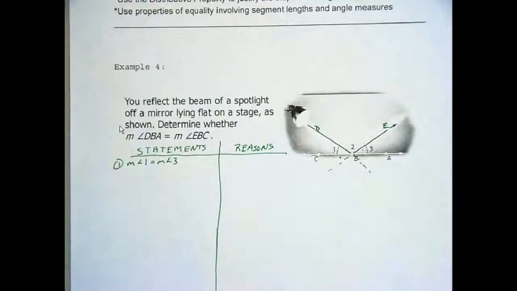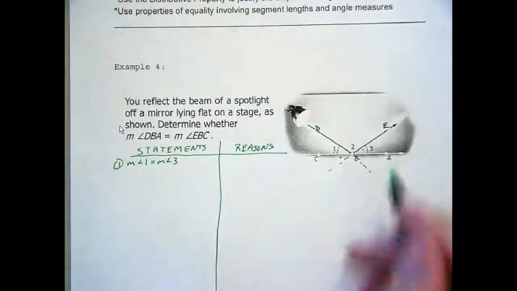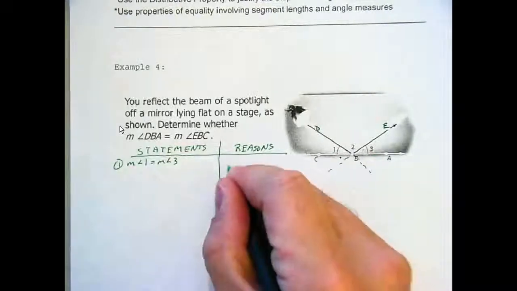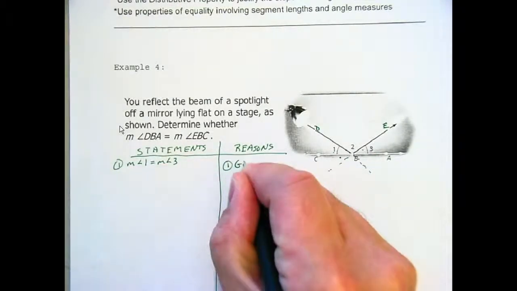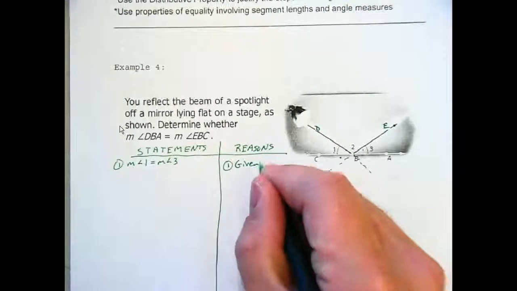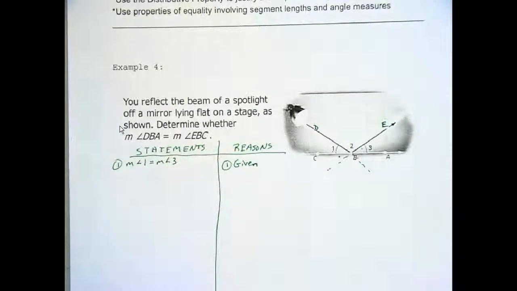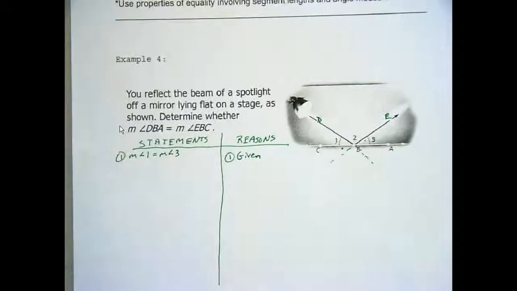How do I know that? How do I know that? Monty? Yeah, the signs. It's a given, okay? They give us that information because they mark it in the diagram. So we can just say that that is given. All right? Make sure you raise your hand if you have a question on it.